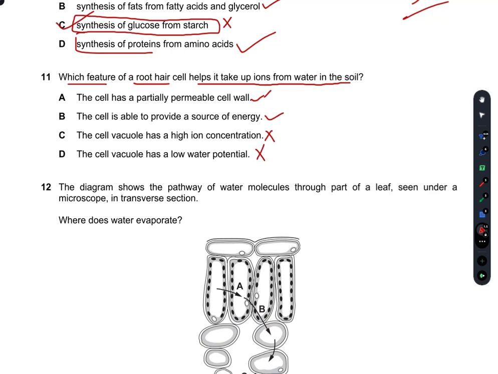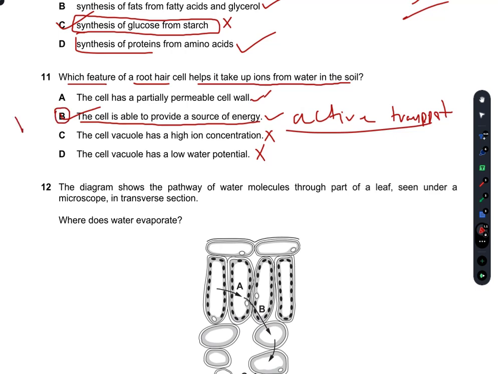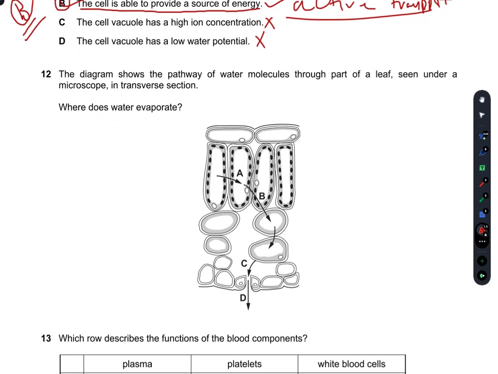We know this. So the cell is able to provide a source of energy. Yes, it is able to, because the ions move by active transport. Active transport means that it is able to provide a source of energy. The cell has a partially permeable cell wall. No, I'm not sure about this, but B makes most sense to me. So I would go with B. So B is the right answer in my opinion.